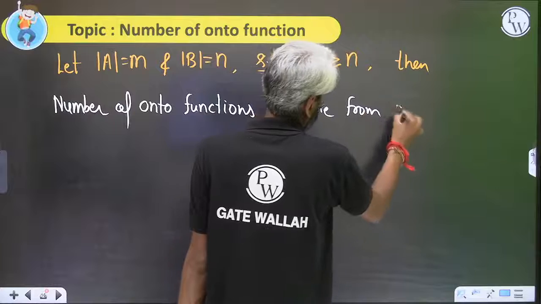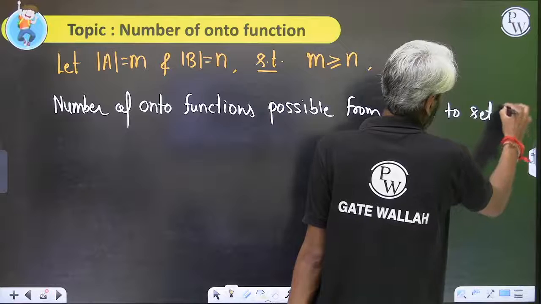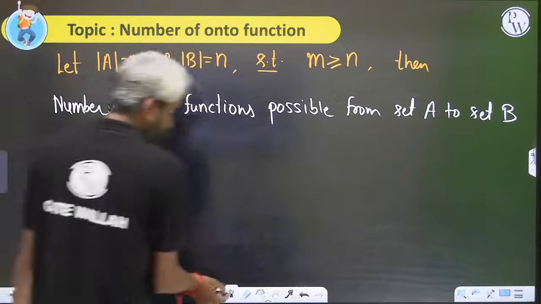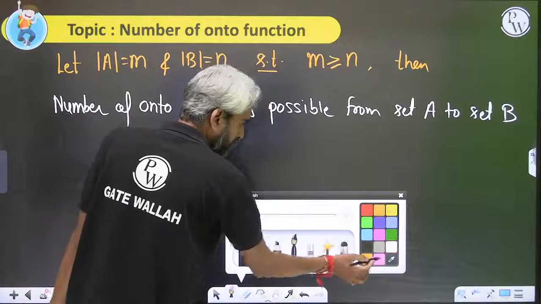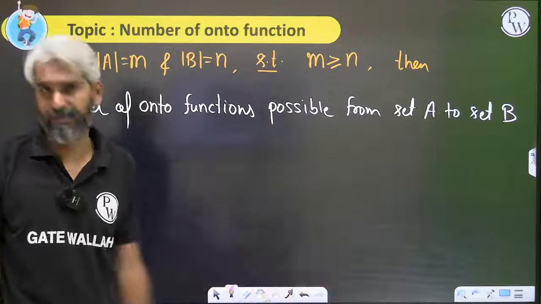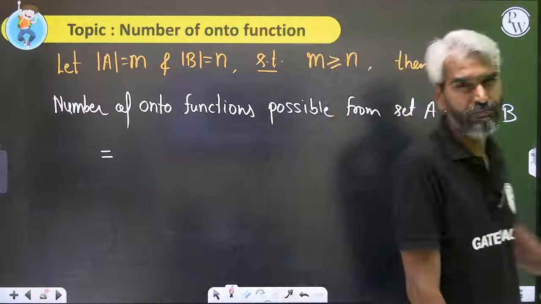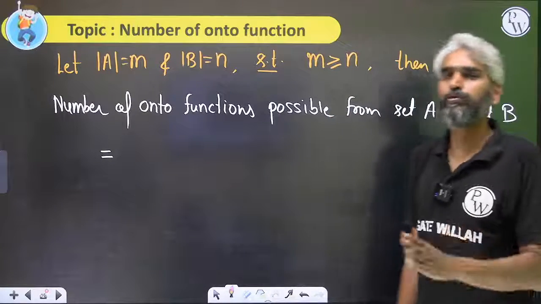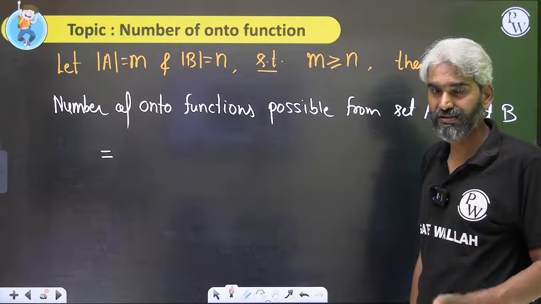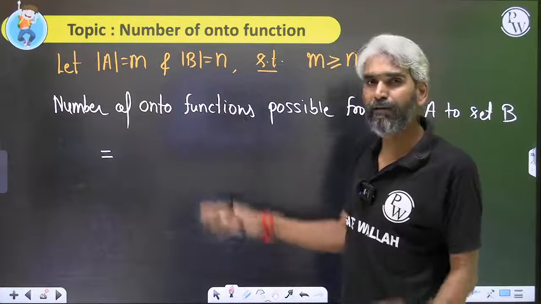from set A to set B is equal to, sir, this formula will be... I'm not going to give you the explanation of that formula because it will take at least 45 minutes. And another thing, why am I not explaining? Because GATE is never going to ask a question based on this particular formula. The reason is quite simple: they don't want you to mug up the formula.